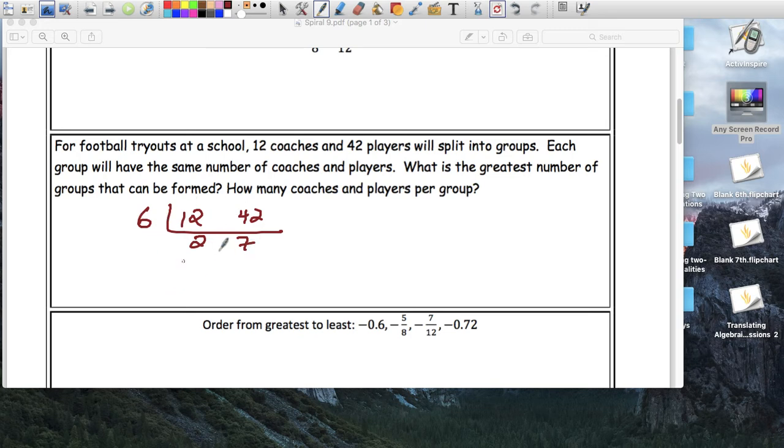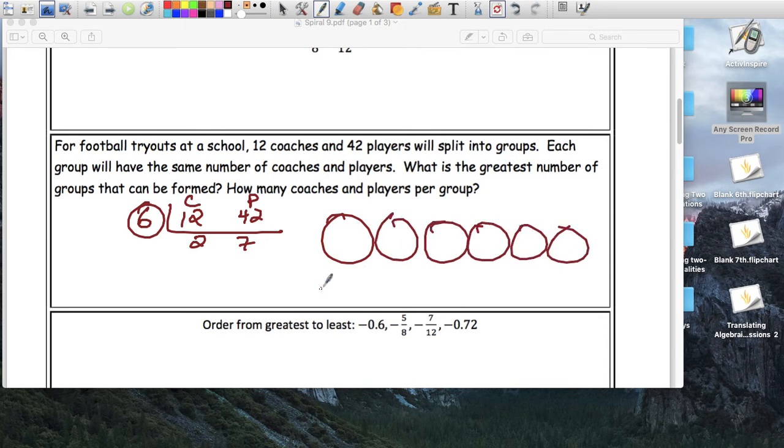So what does that mean? You have to be careful how you interpret. I'm going to write C for coaches and P for players. This means that you're going to have 6 teams. The GCF is 6, by the way. You're going to have 1, 2, 3, 4, 5, 6 teams. That's what it means. 2 coaches in each team.